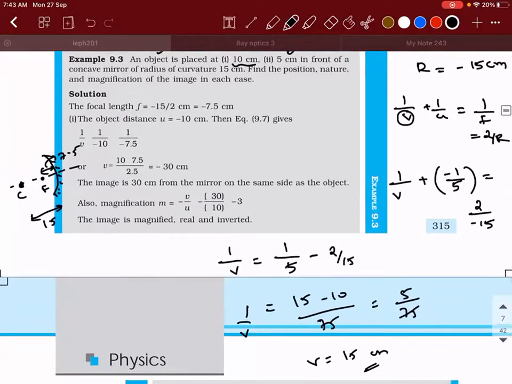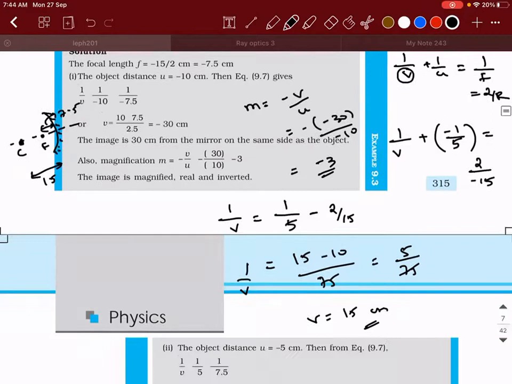Similarly, when you're doing the magnification, right? Magnification is equal to minus V by U. Minus V by U is the formula. Minus of, in the first case, V is minus 30, U is minus 10. So what will you get the answer as? Minus 3. So magnification is negative means inverted image. Okay. So I repeat, V is negative means real image. M is negative means inverted image. Real images are always inverted. First point to be noted.